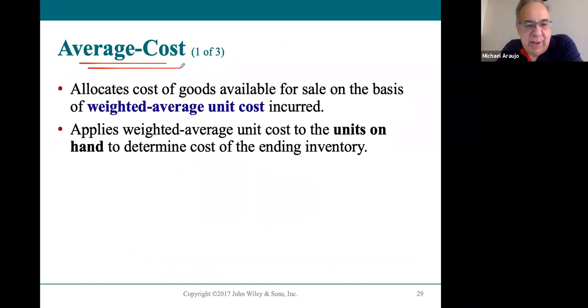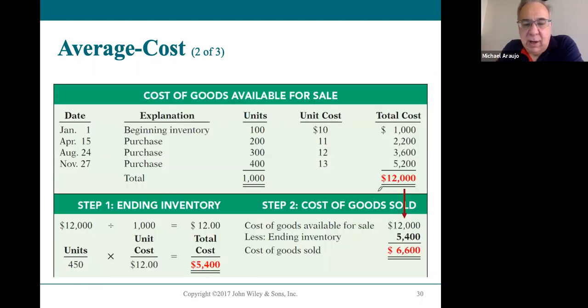Average cost is actually the easiest to figure out because it's simply a weighted average of all the units. So this is how it works. First of all, again, you're looking at an inventory list. You can't do any of this stuff without an inventory list. I can say that a lot.